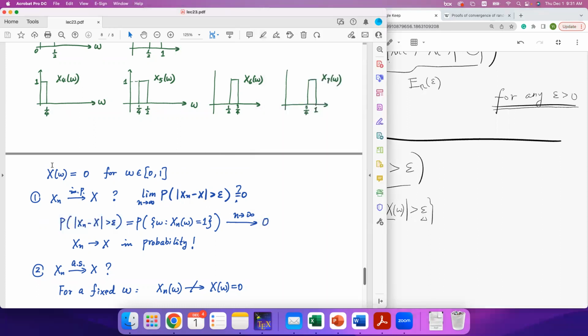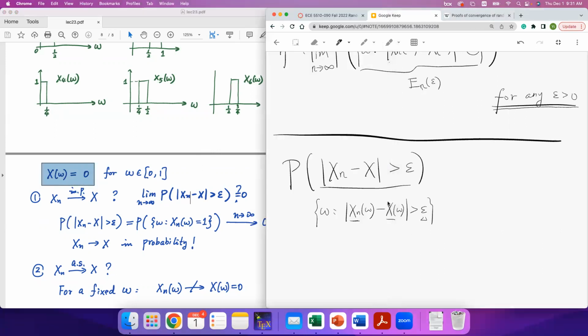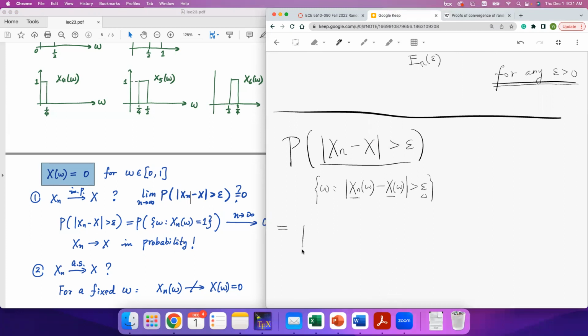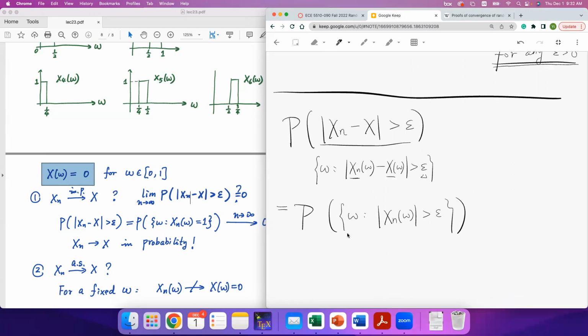Now, in this example, x, the target random variable, is simply 0 for all the omegas. So this guy is simply 0, because the target random variable is simply 0. So we can ignore it. We just need to evaluate this set: the set of omegas such that the realization of the nth random variable is bigger than epsilon.